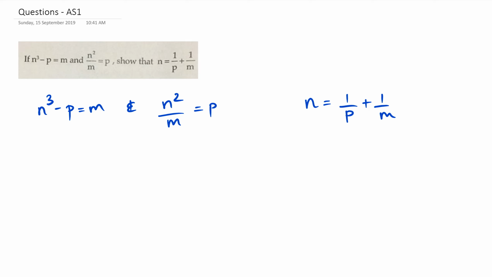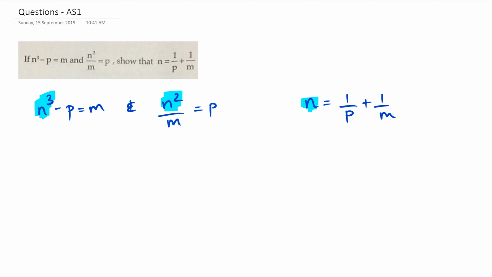So what we've got here is, first, an equation that says n cubed minus p equals m, and then n squared over m equals p, and we've got to use these two to show that n equals 1 over p plus 1 over m. Now, here's the thing though. We want to have n by itself, right? That's what we're trying to do. And here we've got n squared, and here we've got n cubed. So we've got to figure out a way to get rid of the n cubed and the n squared.